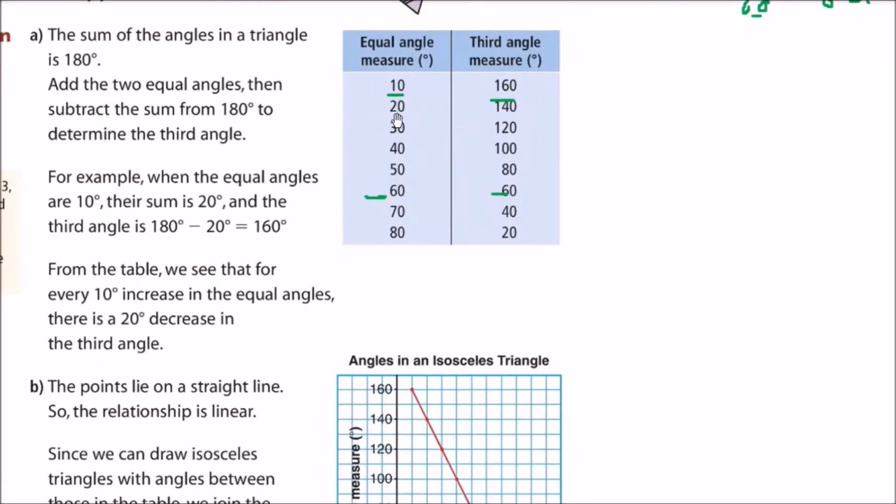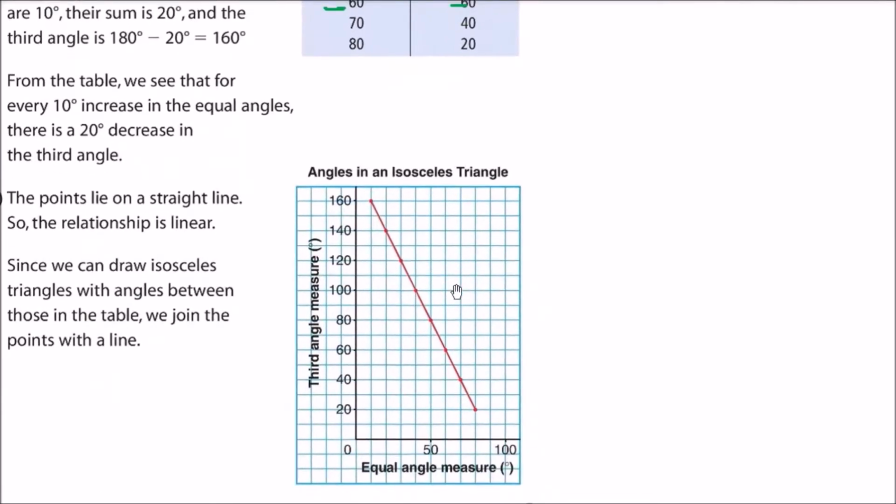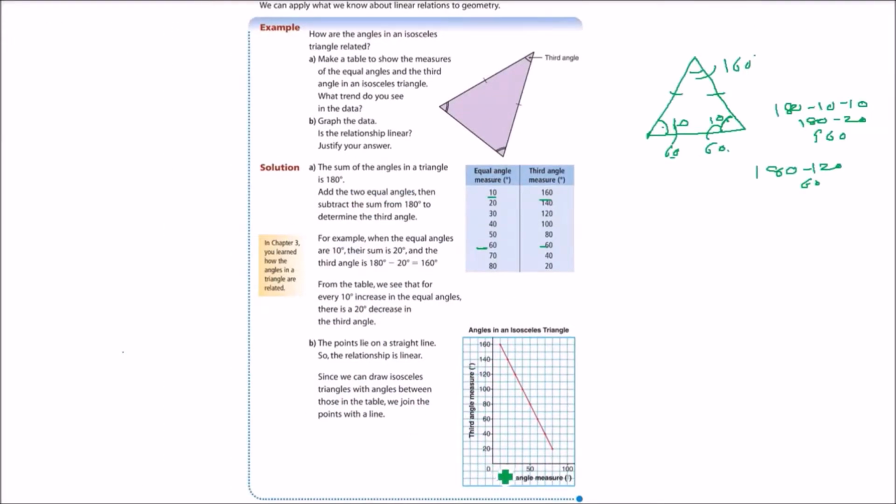So consider 25. If the equal measure is 25, what will be the value of the third angle? Just see, 25. Say this is 10, 20, 30, 40, 50. So 10, 20, and this is 25. Just mark it here. I'll try to devise it. So this is 10, 20 and 25.